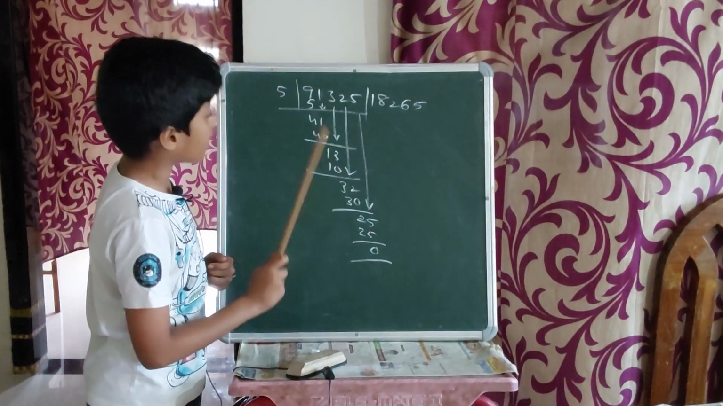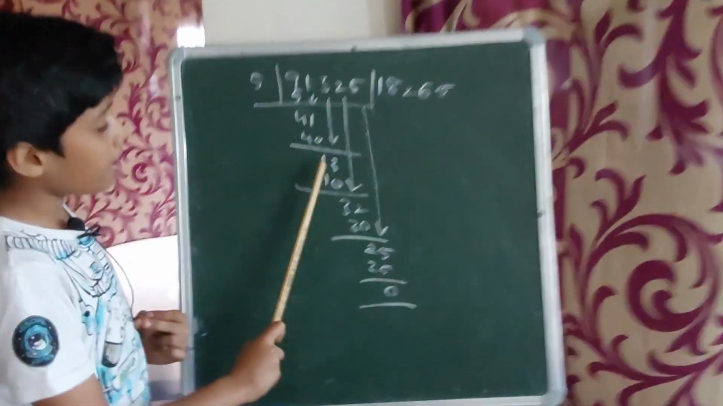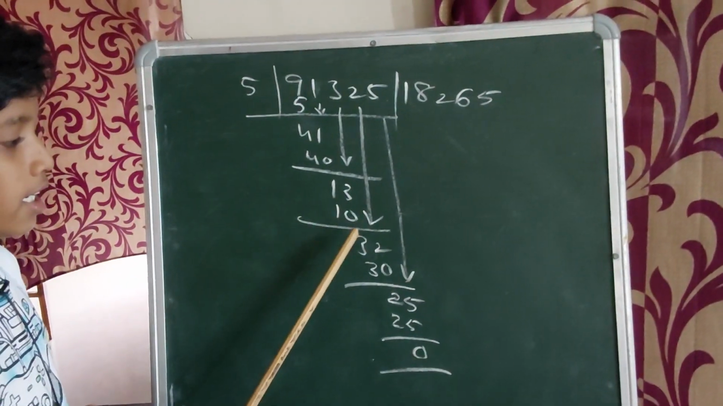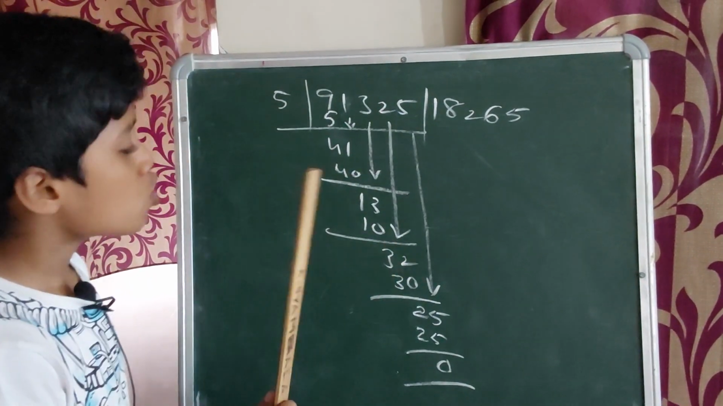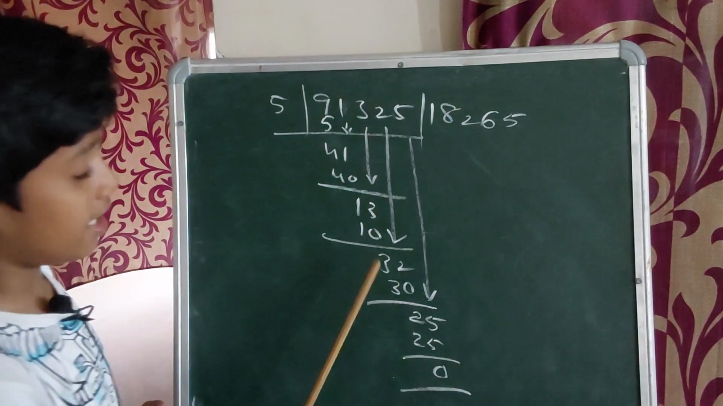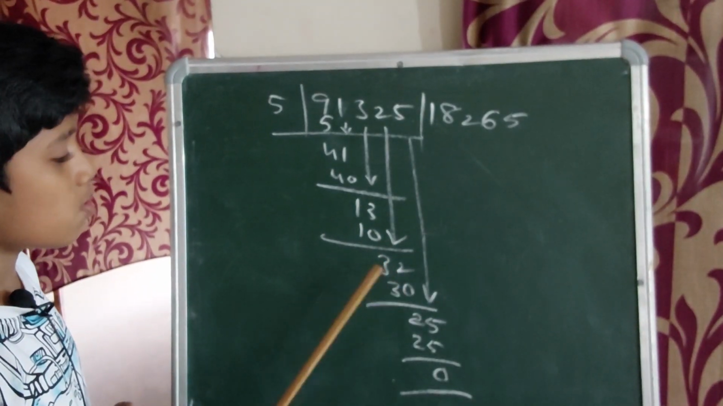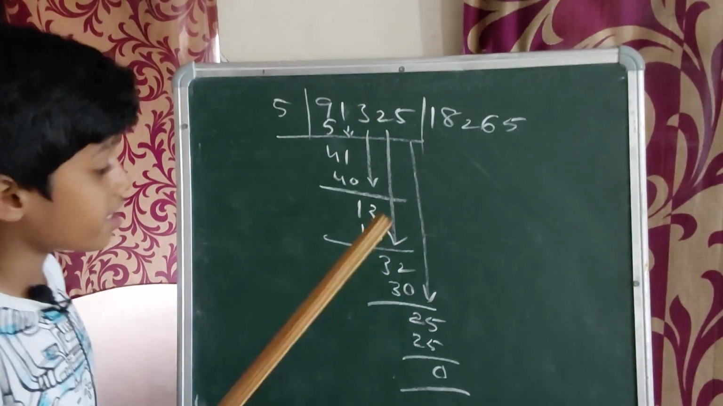5 2s are 10. So, 13 minus 10 is equal to 3. 1 minus 1 is 0 and 3, let us bring it down. And let us bring our 2 also down, so it becomes 32. And 5 6s are 30. 32 minus 30 is equal to 2. 3 minus 3 is equal to 0 and 2, let us bring it down.